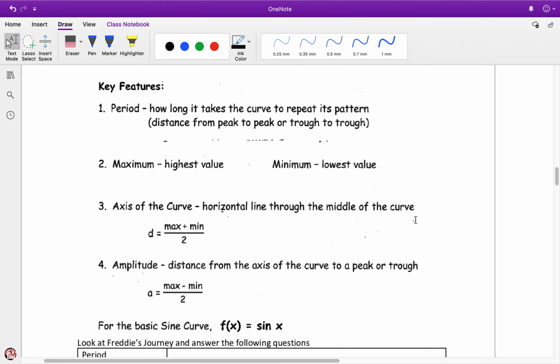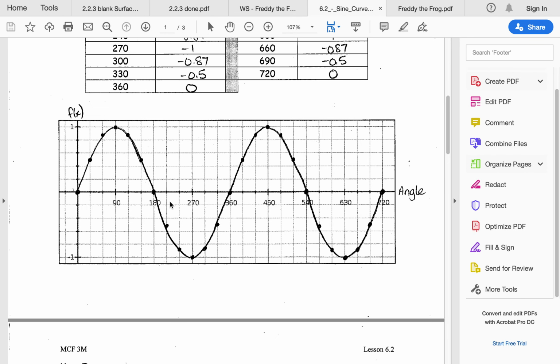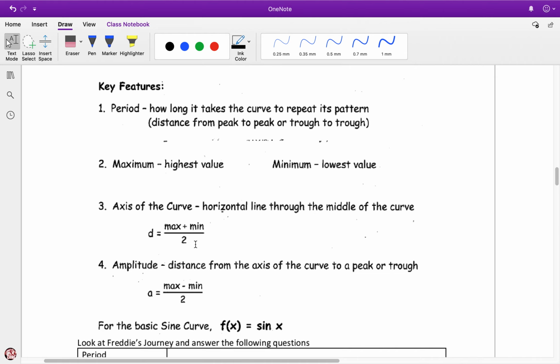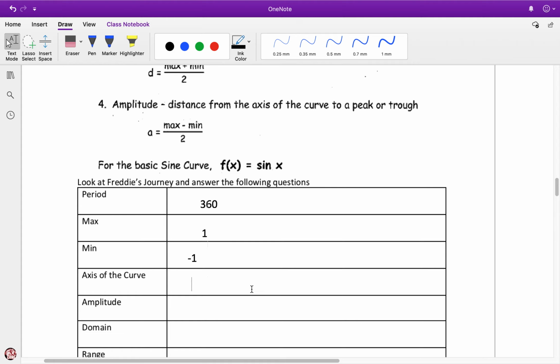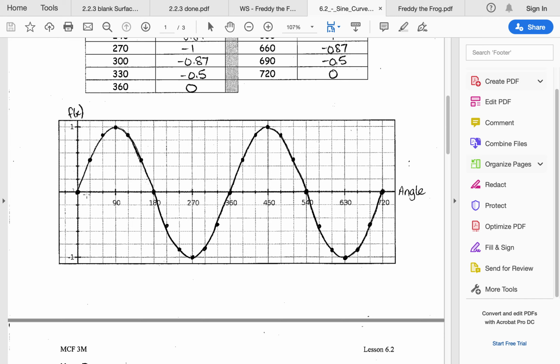Now, axis of a curve is something we didn't do yesterday. The axis of a curve is the horizontal line that goes through the middle. So in this case, this line right here that goes through the middle. Now it's quite obvious which one this one is, but later on it won't be. The way you do this is you add your max and min and divide by 2. So I would go 1 plus -1, and that equals 0. 0 divided by 2 equals 0. So my axis of the curve here is 0, which is pretty obvious if we take a look here.